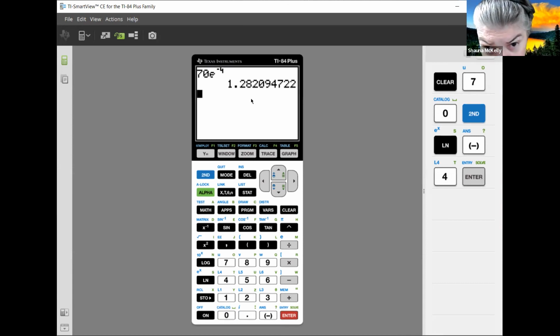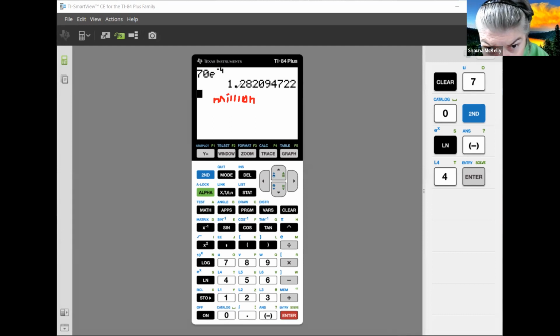Now, this 1.282, it says round to the nearest $1,000. This is in millions. This is the trick. So this answer is in millions. Okay, this is million. So that's $1 million. Okay, now we want dollars.